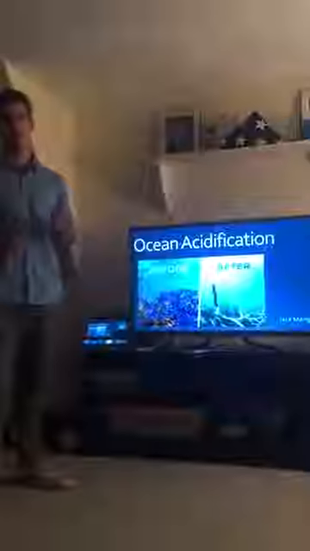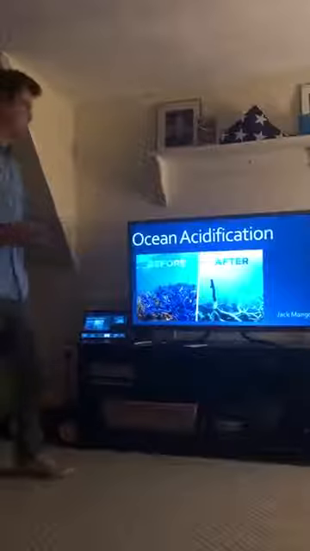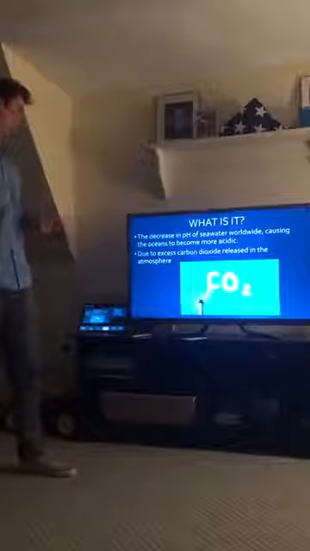So now that I went over what acids and bases are and the pH scale, we can get into what ocean acidification really is and the causes behind it. By definition, ocean acidification is the decrease of pH in seawater worldwide, causing the oceans to become more acidic. And this is due to the excess carbon dioxide that is released into the atmosphere.